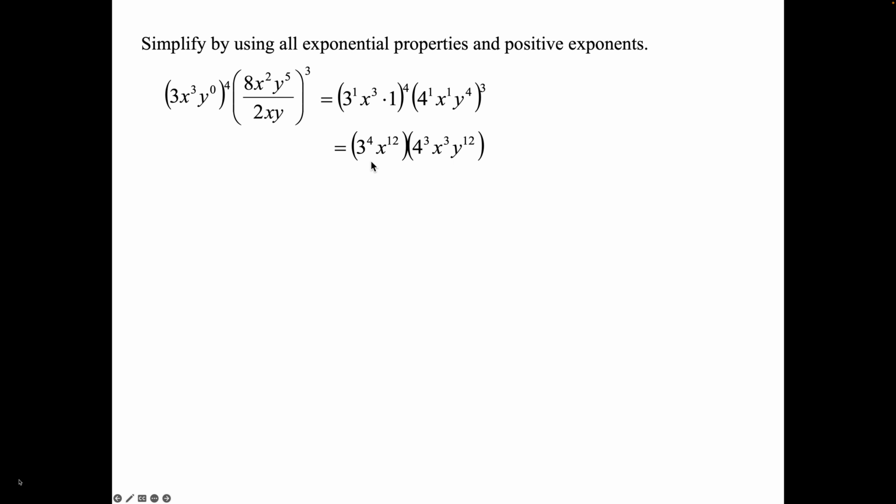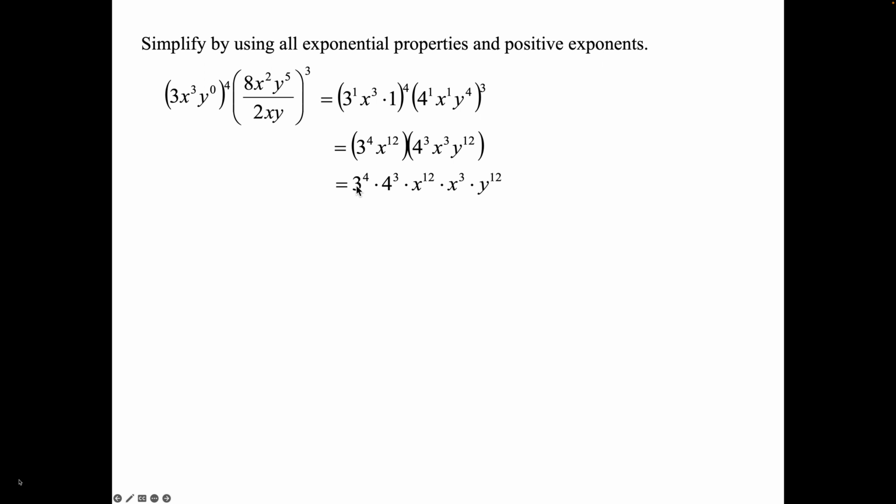And this is optional. 3 to the 4th times 4 to the 3rd. Bring the two numbers out front. This is going to be our big leading coefficient. But x to the 12th times x to the 3rd, I want to group these together because here I'm multiplying my like bases. I'll be adding these exponents. This will become x to the 15th. Y to the 12th will stay the same.